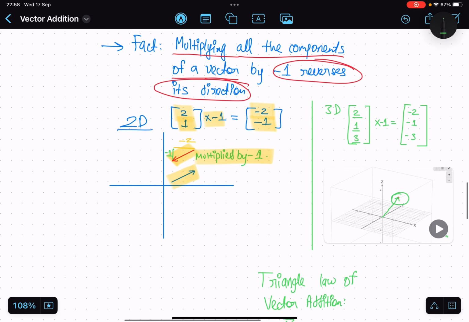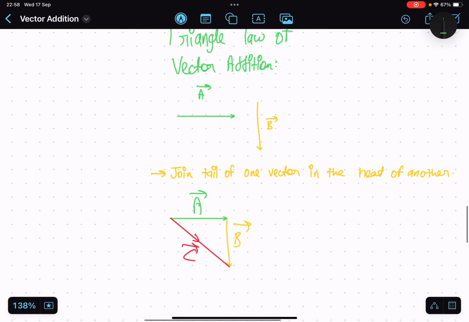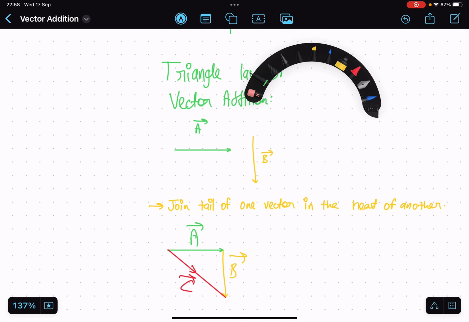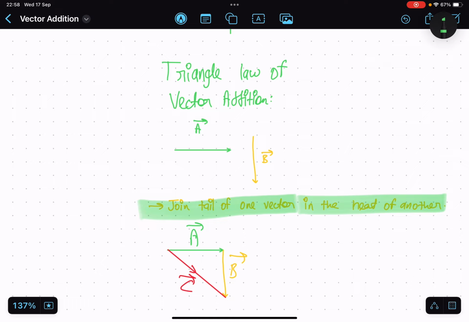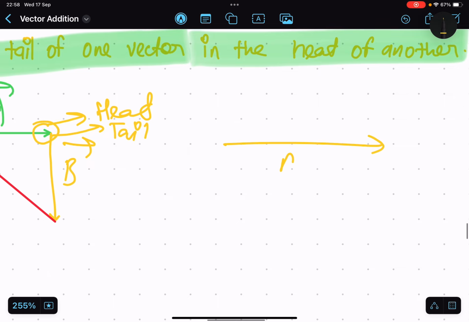So now we'll talk about the triangle law of vector addition. In this law, we simply join the tail of one vector to the head of another. So this is the head of one vector, and then this is the tail. It's not clear, let me show it to you. So let's say this is vector A, then this would be its tail, and this part would be its head. So you join the head and the tail, and then you're left with C, vector C.